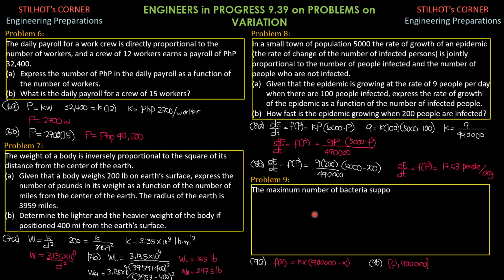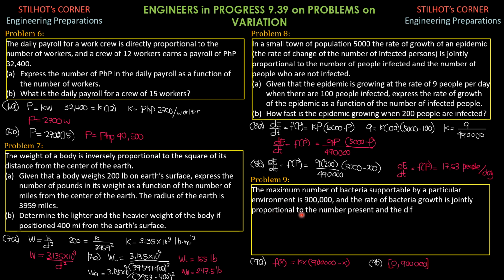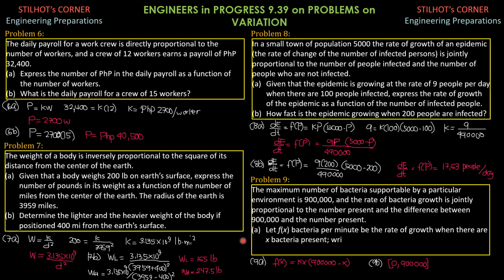The maximum number of bacteria supported by a particular environment is 900,000. And the rate of bacteria growth is jointly proportional to the number present and the difference between 900,000 and the number present. So that's almost the same as problem 8. So let f of x bacteria per minute be the rate of growth when there are x bacteria present. Write an expression defining f of x. Then b, what is the domain of the function f in part A?